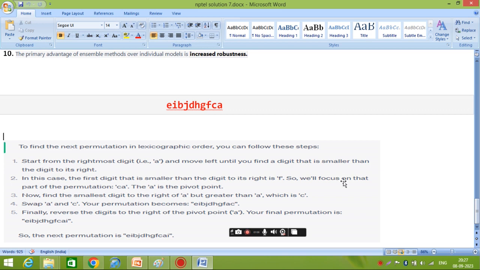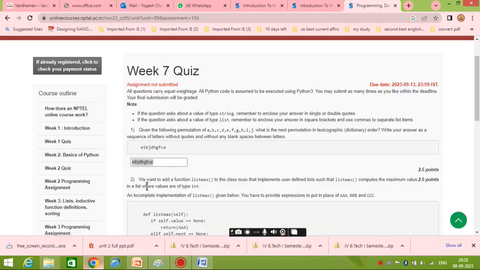So you will focus on that part of the permutation. A is the pivot element. Now find the smallest digit to the right of A that is greater than A, which is C. So you will swap A and C, then your string will look like this. At last you will reverse the digits after the pivot, and the answer will be E, I, B, J, D, H, G, F, C, A, I. So your answer will be this one.